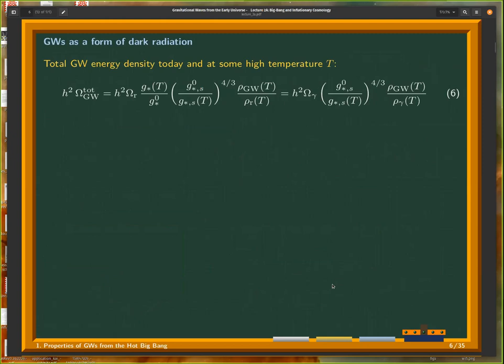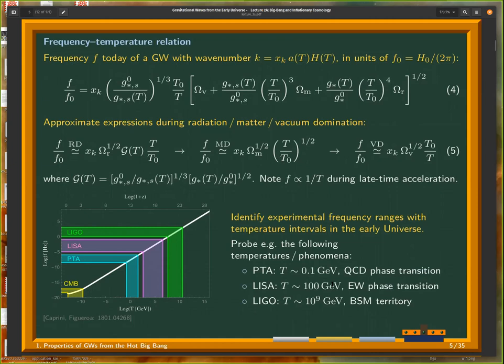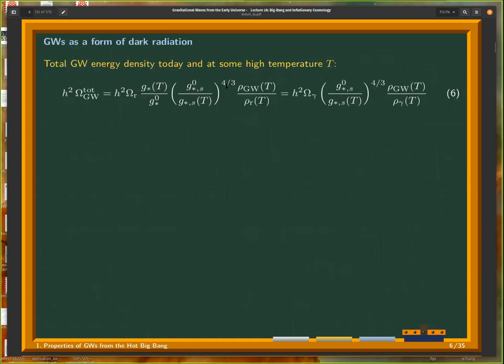I think I gave a slightly confusing answer to the question we just had. I'm sorry about this. I said that gravitational waves can also act as a form of dark radiation, and you measure this in terms of delta N effective. But this is actually something I wanted to cover now. We didn't talk about it yesterday, so this is what I wanted to mention on this slide here. Sorry about this. I hope this will also clarify your question.